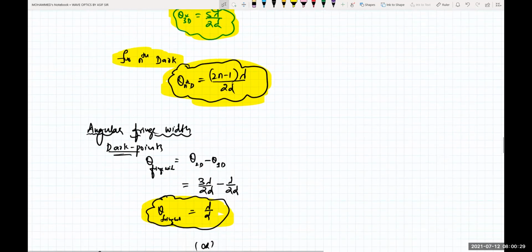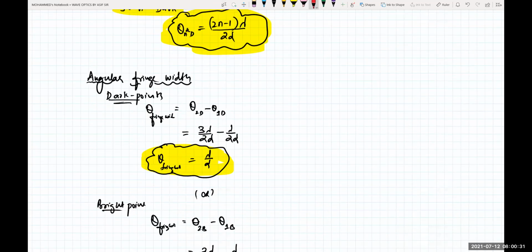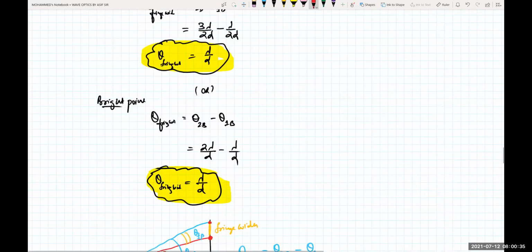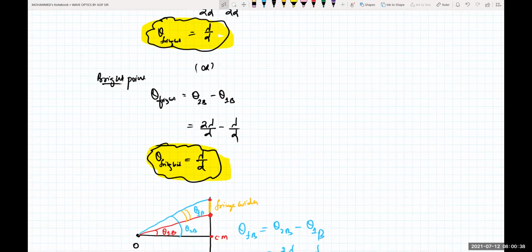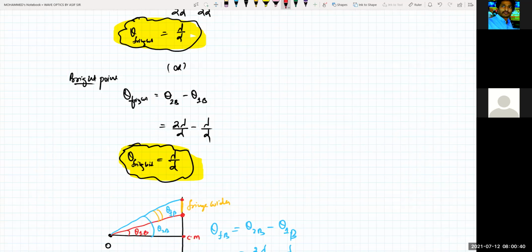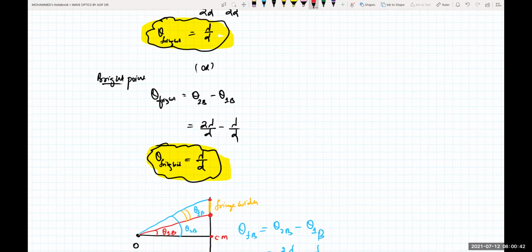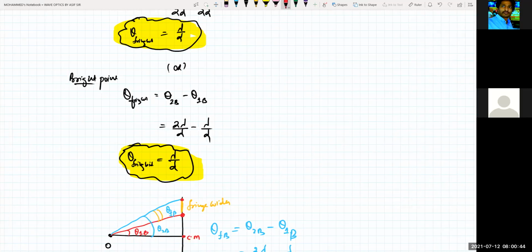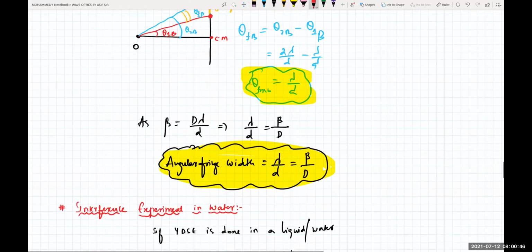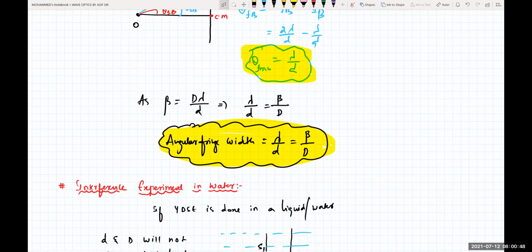So angular fringe width beta is nothing but the angle made by the second dark minus the first dark, that is lambda by d. Or if I do it for the bright point also, second bright minus first bright, lambda by d. So whether you do it for the dark point or for the bright point, the formula is one and the same, that is lambda by d. Now the fringe width formula, you see: fringe width is capital D lambda by d, so lambda by d is the angular fringe width. So theta can also be written as beta by capital D.